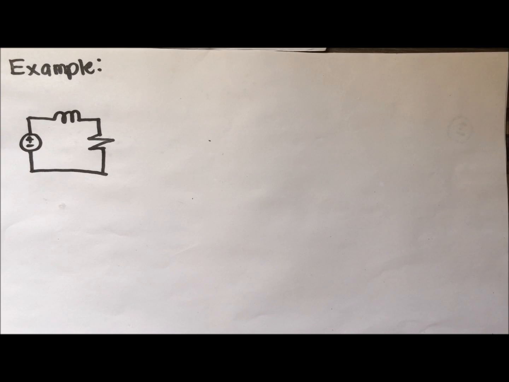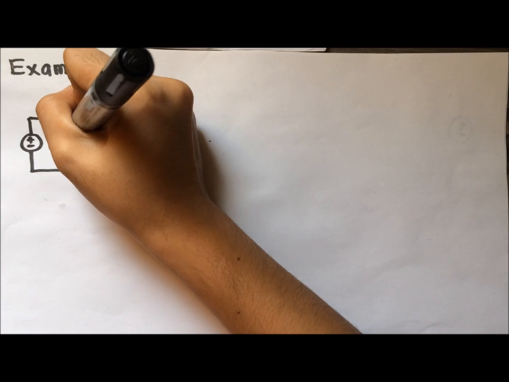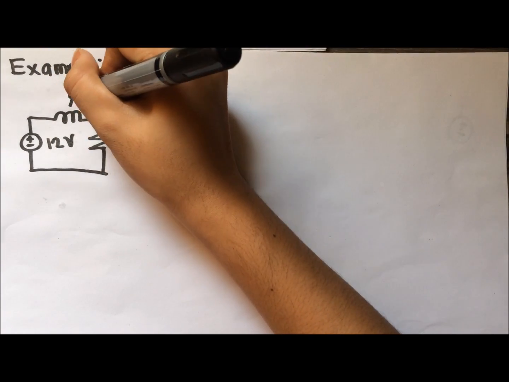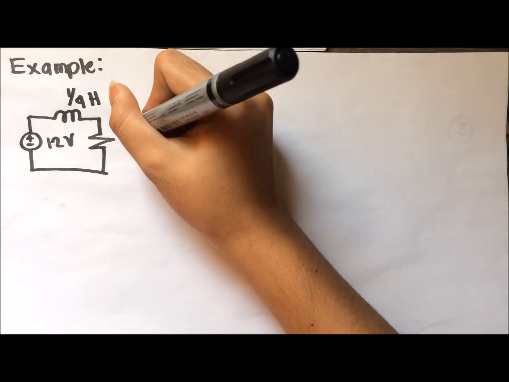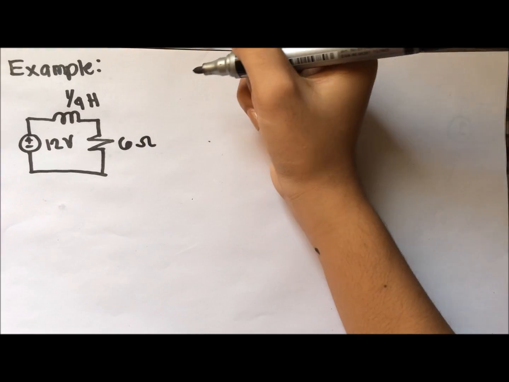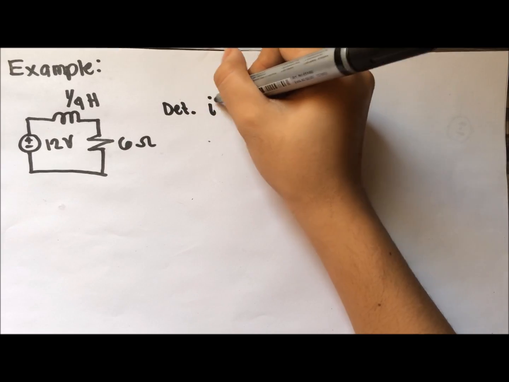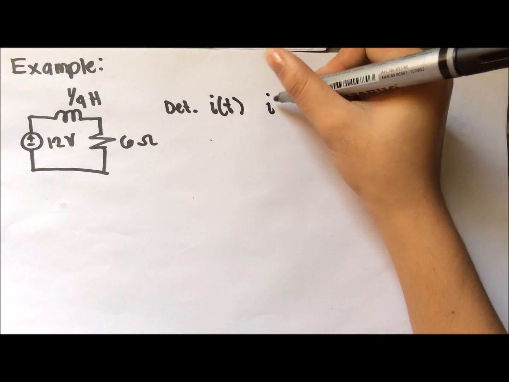Let's have an example. A 12 volt battery is connected to a series circuit in which the inductance is 1/4 henry and the resistance is 6 ohms. So we should determine the current i of t if the initial current is 0.